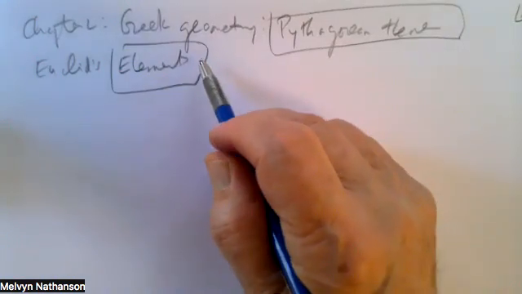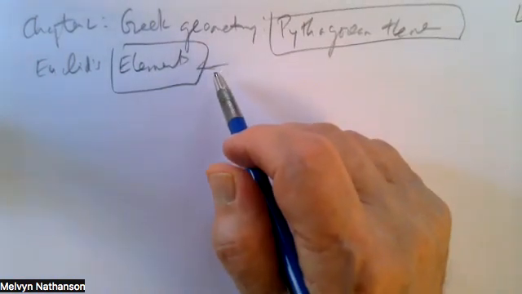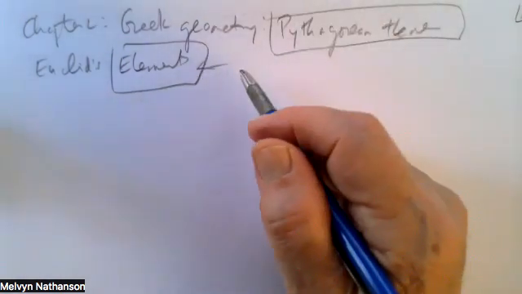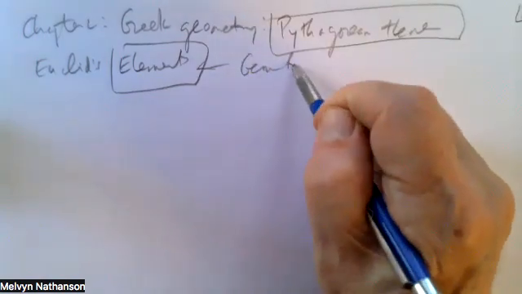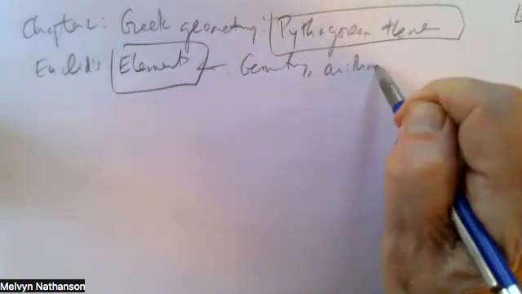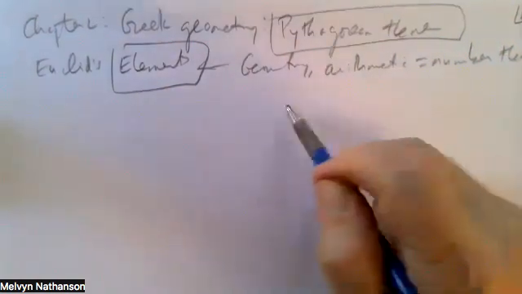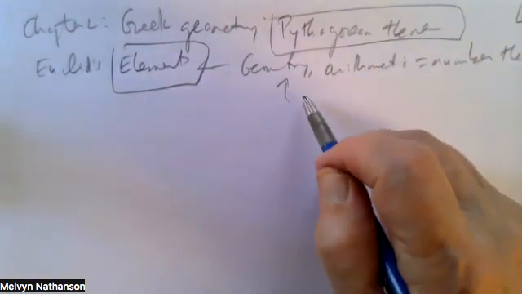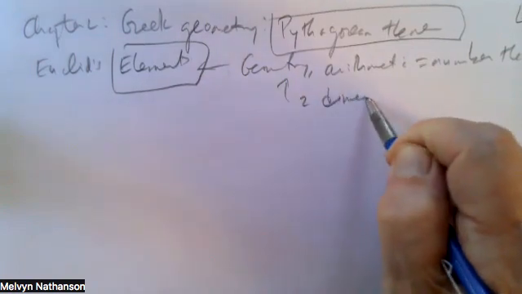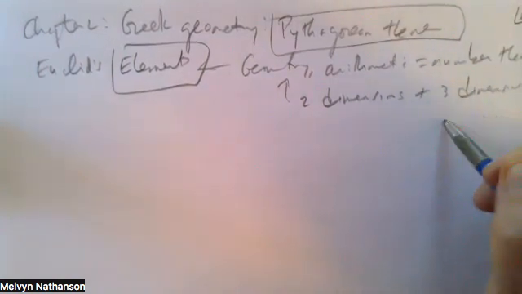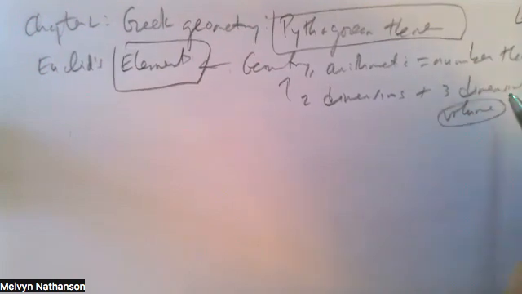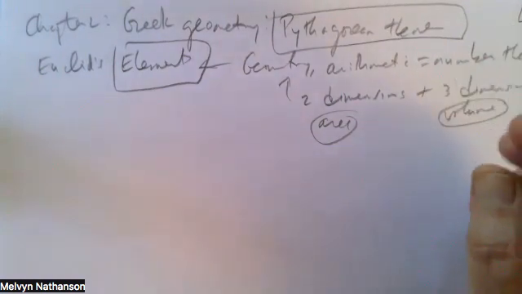So the Elements is divided up into sections that are called books, and it involves more than geometry. It involves geometry, arithmetic, or what we call number theory, and not just two-dimensional geometry, but 2 dimensions and 3 dimensions. So we look at things like volumes in 3 dimensions, the way we look at things like area in 2 dimensions.